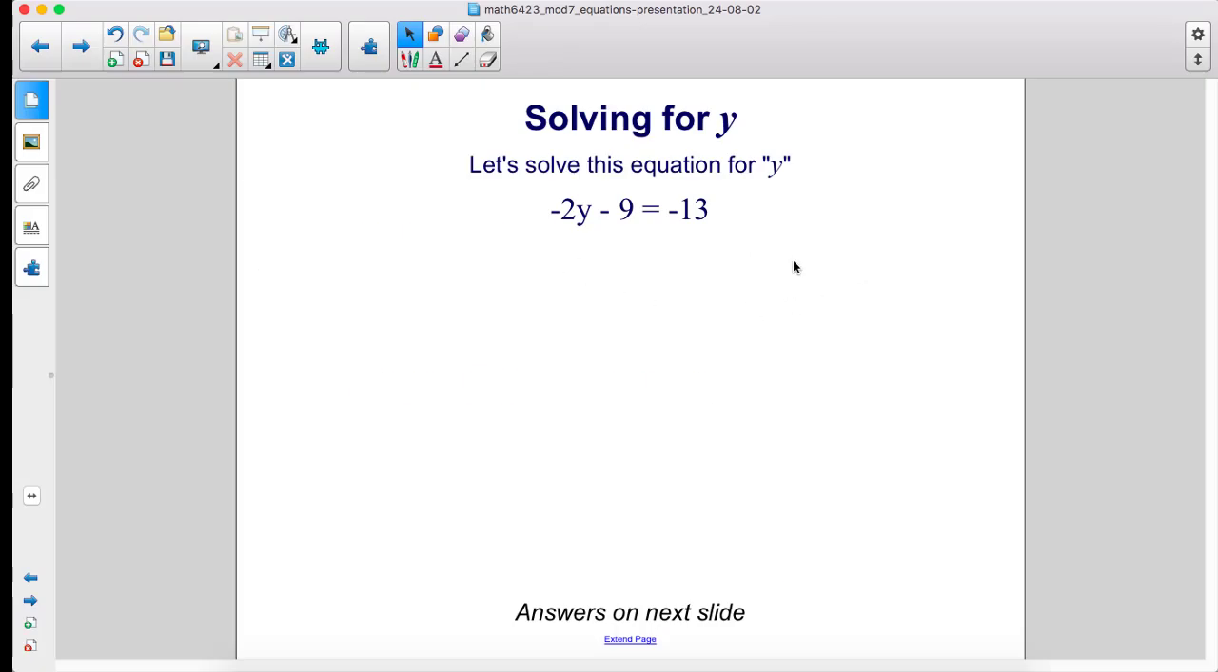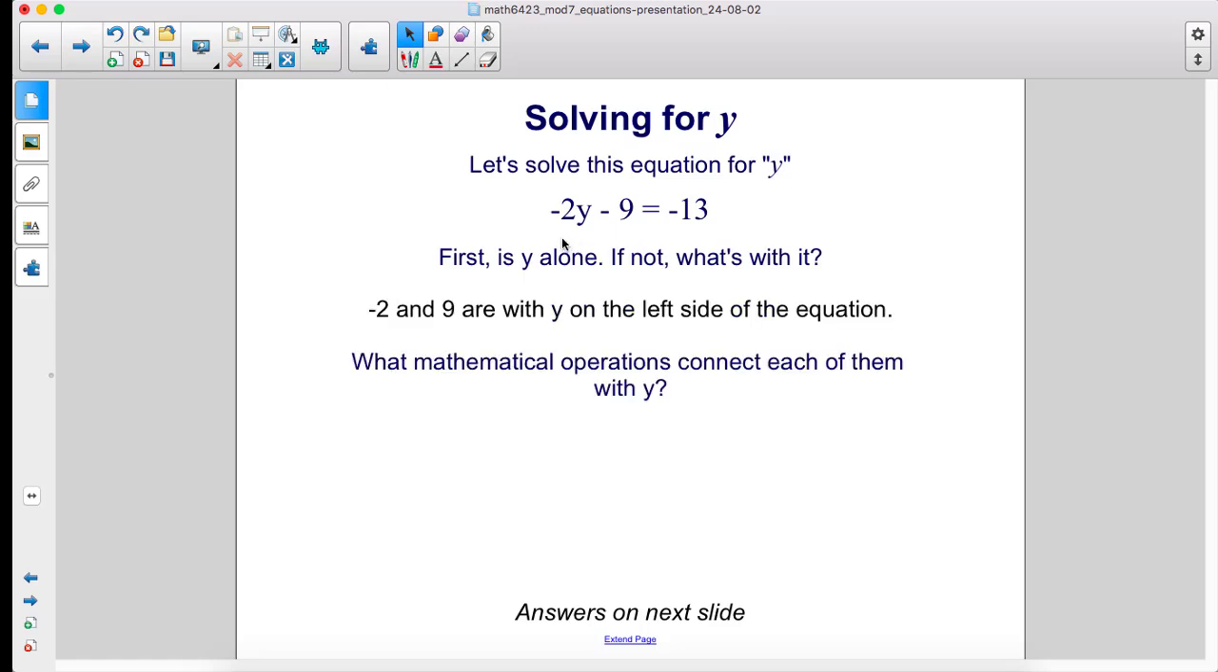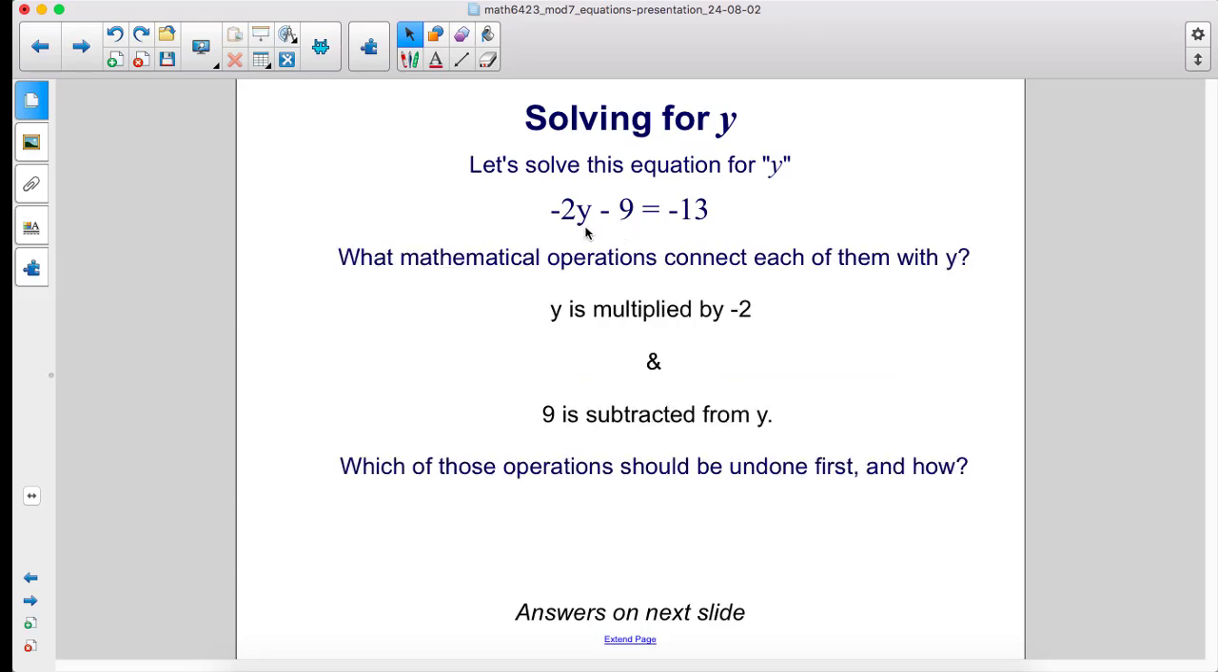Let's solve this equation for y. The first question, is y alone? If not, what's with it right now? -2 and 9 are with y on the left side of the equation. What mathematical operations connect each of them with y? Y is being multiplied by -2 and 9 is being subtracted from y. Which of those operations should be undone first and how?